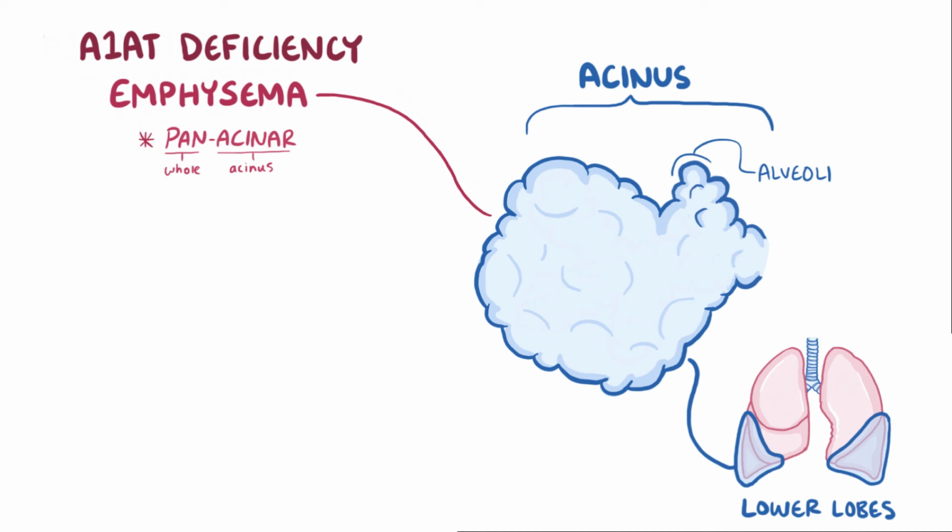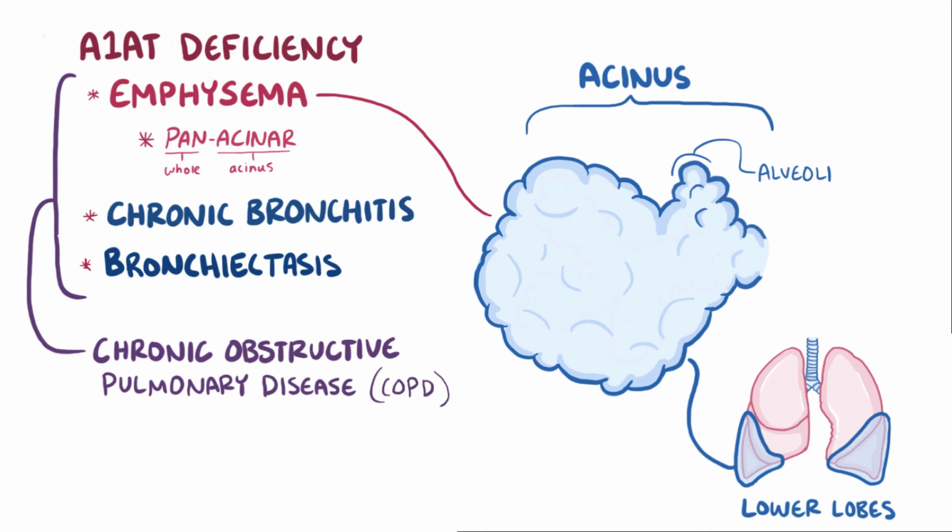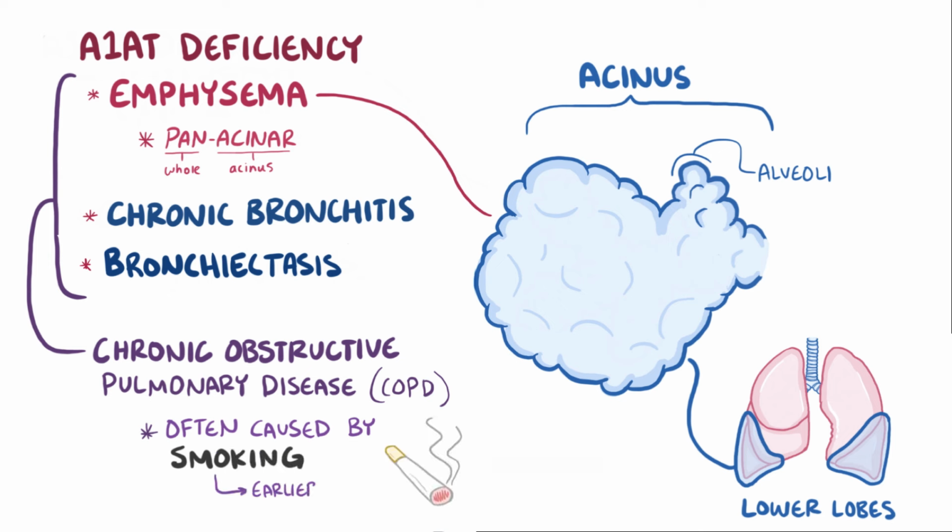Another effect of unchecked inflammation in alpha-1 antitrypsin deficiency is chronic bronchitis and bronchiectasis, two conditions resulting from chronic airway inflammation. So alpha-1 antitrypsin deficiency can lead to emphysema, bronchiectasis, and chronic bronchitis, all types of chronic obstructive pulmonary disease, or COPD. Another more common cause of COPD is smoking, and if someone with alpha-1 antitrypsin deficiency also smokes, they tend to get an earlier onset of COPD than they would have otherwise, an example of a gene-environment interaction.